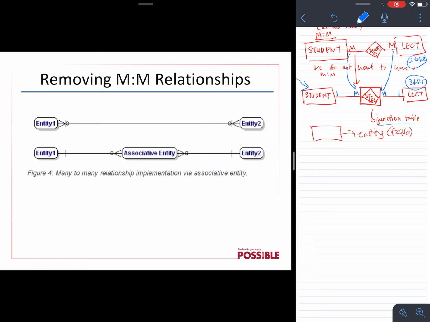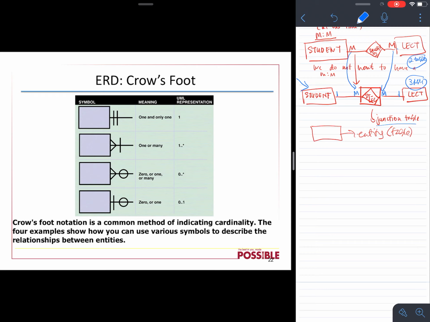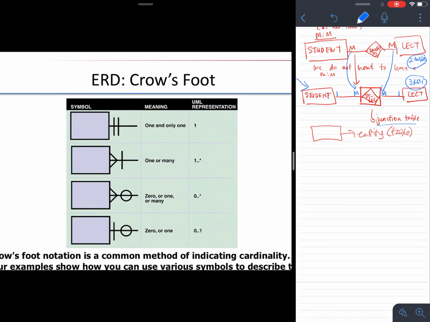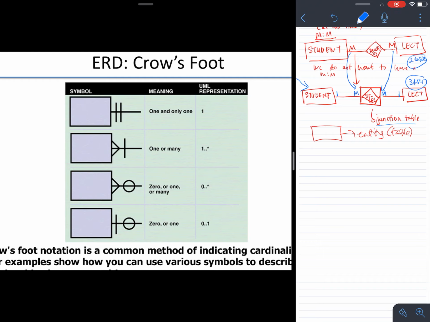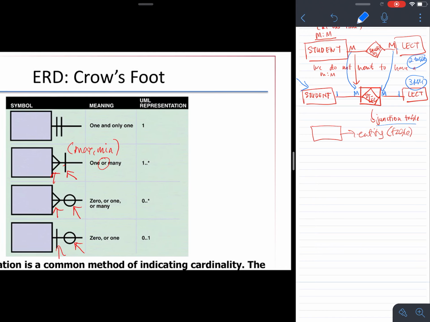So this is Crow's foot notation, the same thing. Right, this is Crow's foot notation. One and only one or many. So this is actually minimum 1, maximum many, minimum 0, maximum many, minimum 0, maximum 1.